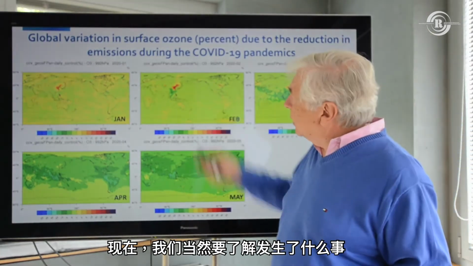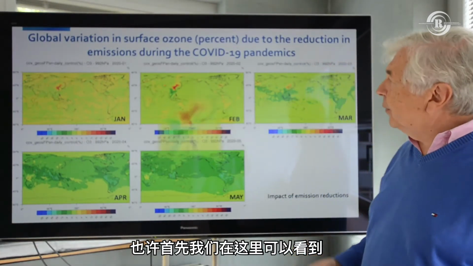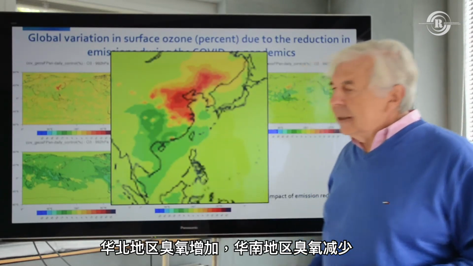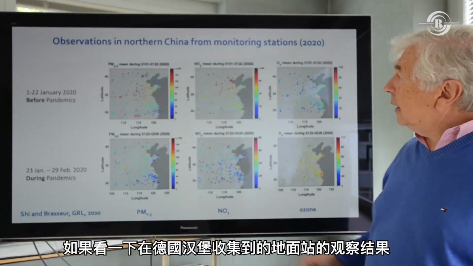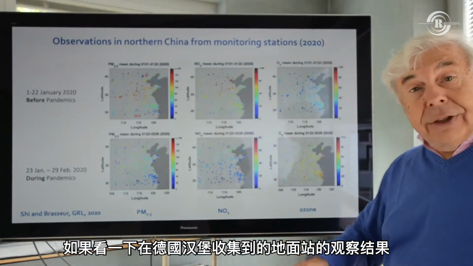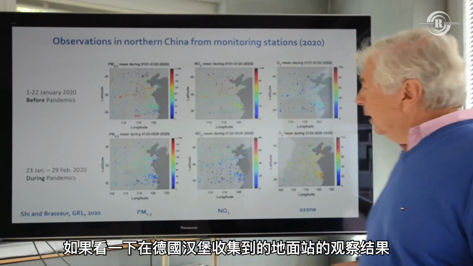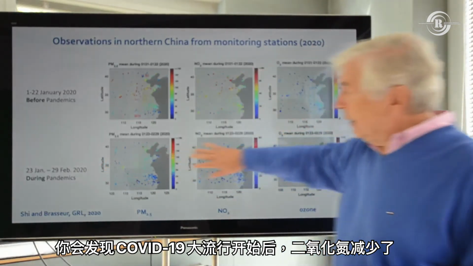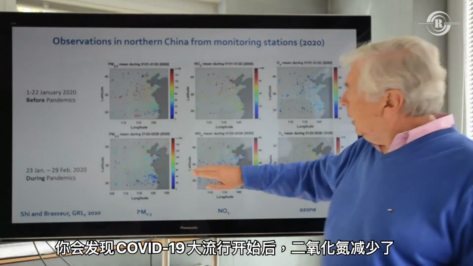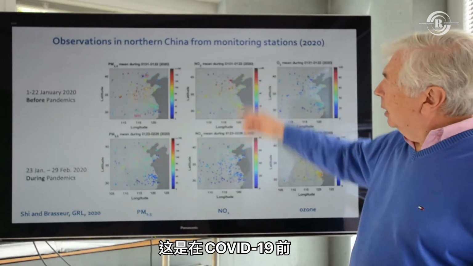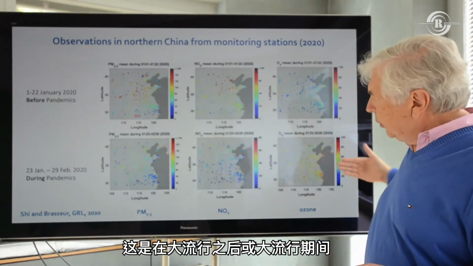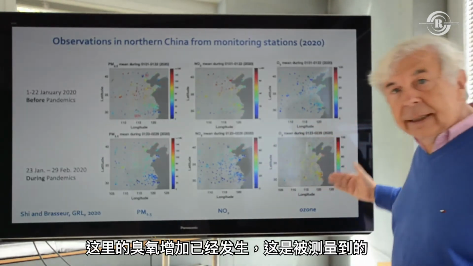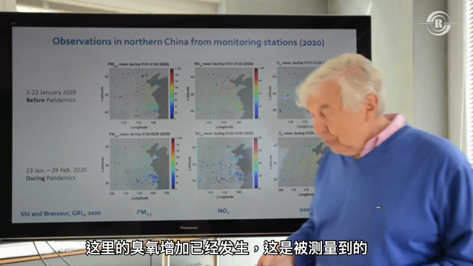Now we have, of course, to understand what happens. Perhaps first we see here in a zoom the increase in ozone in Northern China, the decrease in Southern China. And in fact, if we look at observations at the surface stations that we have collected in Hamburg, you see that after the pandemic started, basically we had a reduction in NO2. You see, this is before the pandemic, this is after or during the pandemic. You see the reduction in NO2, and you see the increase here in ozone that has occurred, and that was measured.